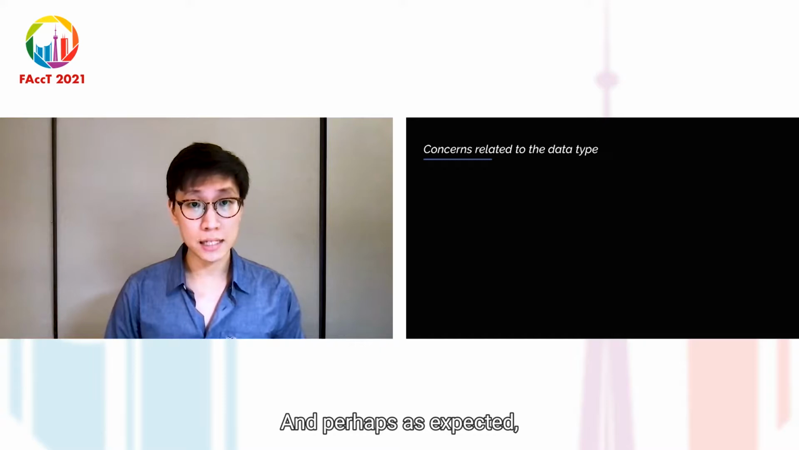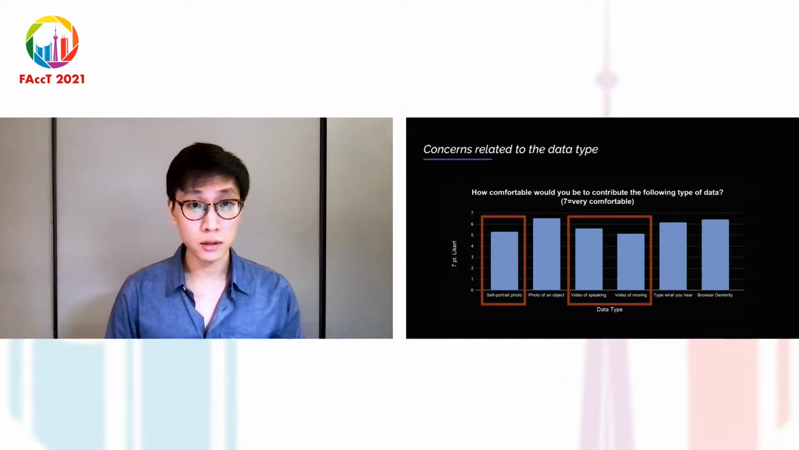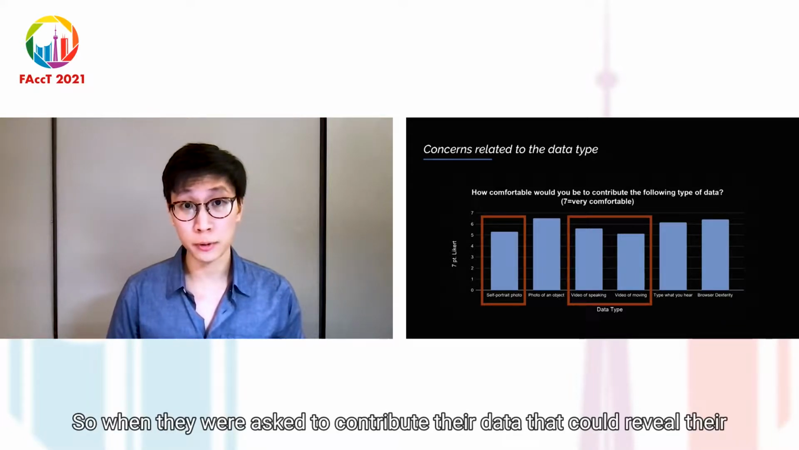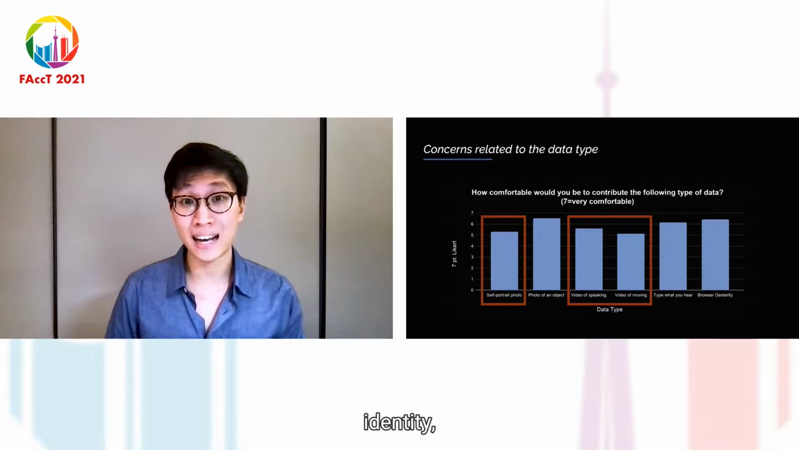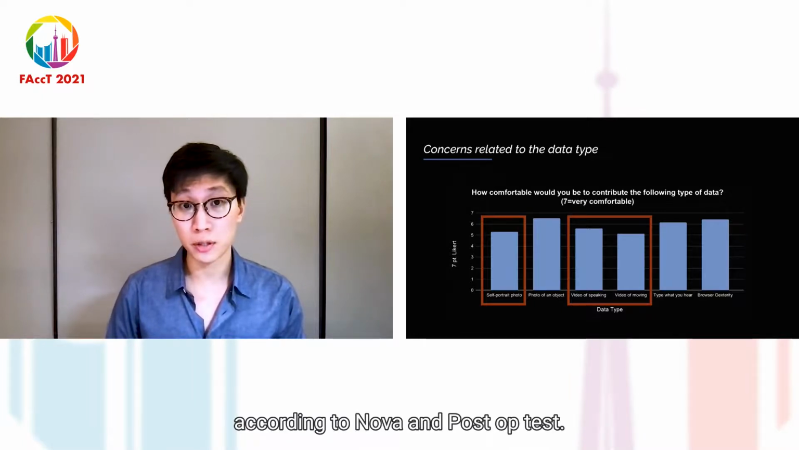And perhaps as expected, some concerns were related to the type of data they were asked to contribute. So when they were asked to contribute data that could reveal their identity, they were significantly less comfortable to contribute, according to ANOVA and post-hoc tests.